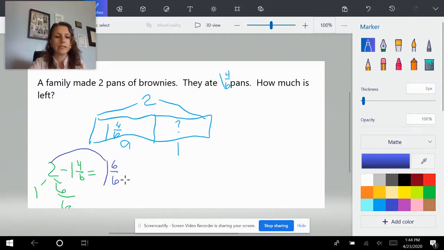So I have my 1 6/6, and I'm going to take away 1 4/6. Let's take away our wholes first, or our integers. 1 take away 1 would give me 0. And then 6/6 take away 4/6. 6 take away 4 is 2, and my unit is sixths. So they would have 2/6 pans left.